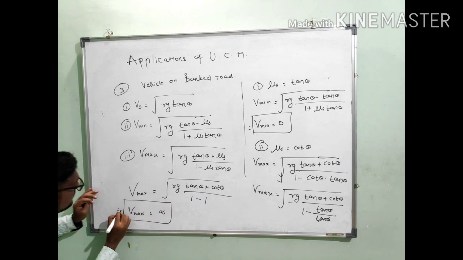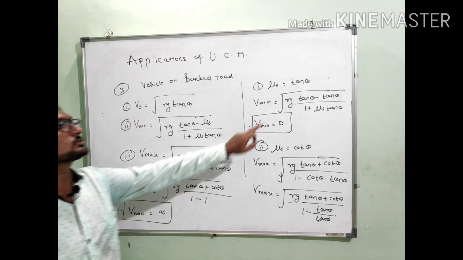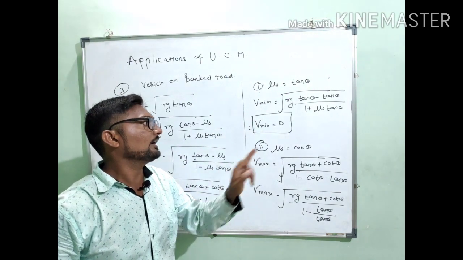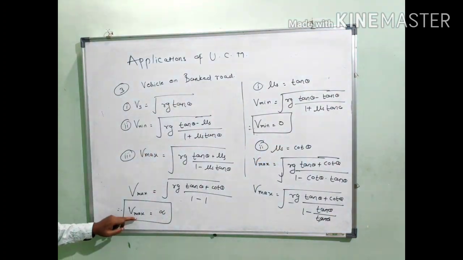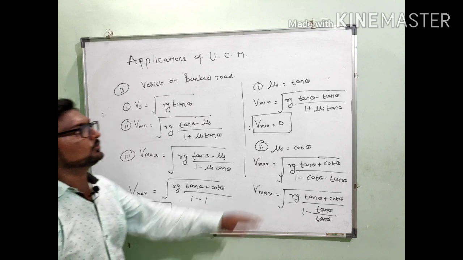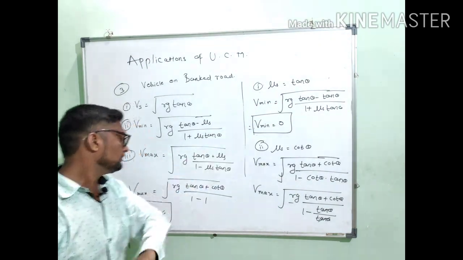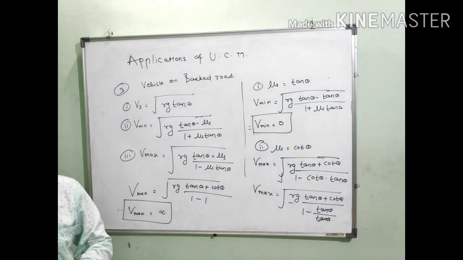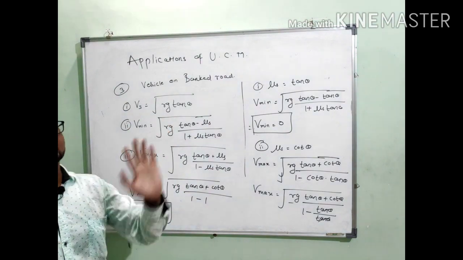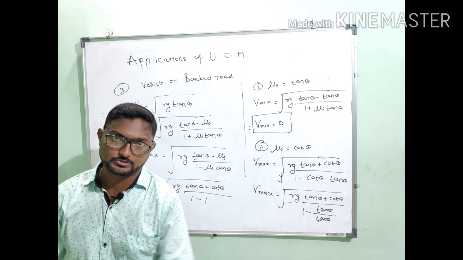So these are the two important cases. When mu s is equal to tan theta, V minimum will be 0. When mu s is equal to cot theta, V maximum will be infinity. From minimum to maximum, these are the cases. So these are our final applications of uniform circular motion.